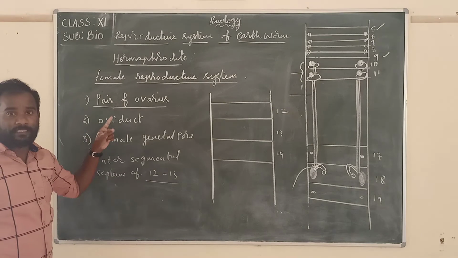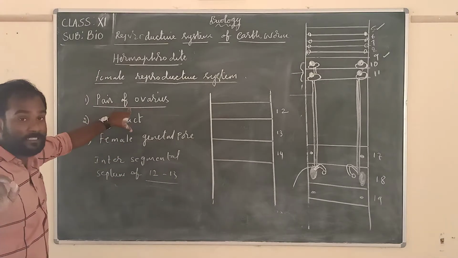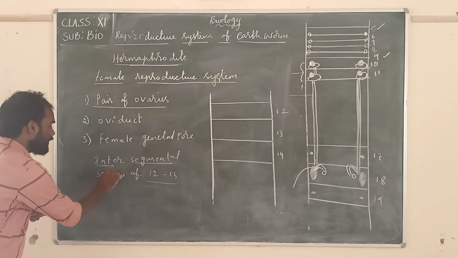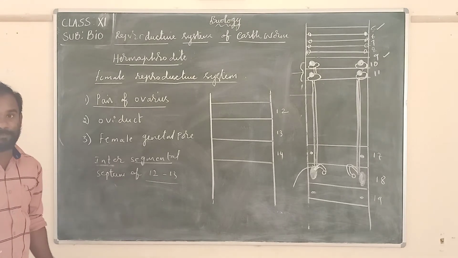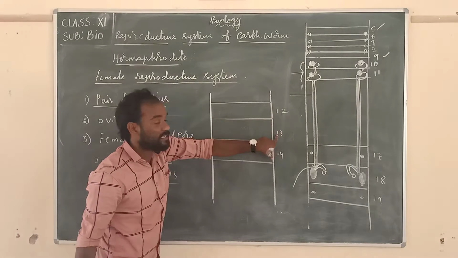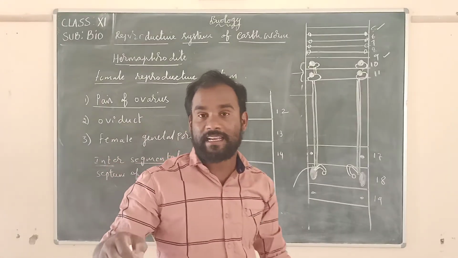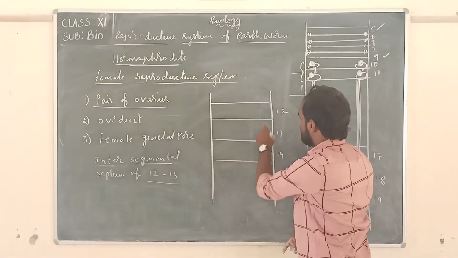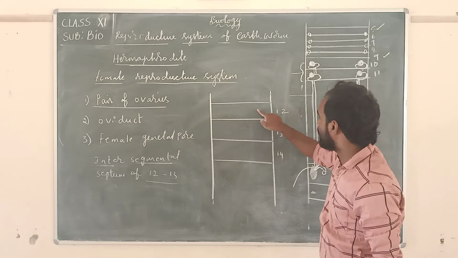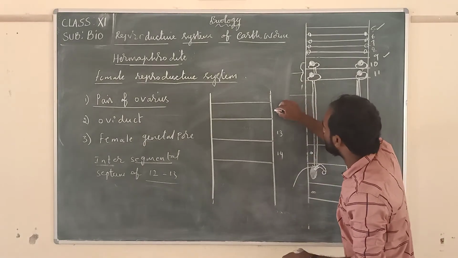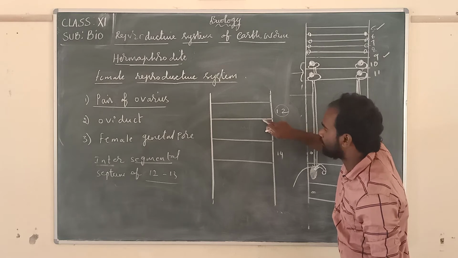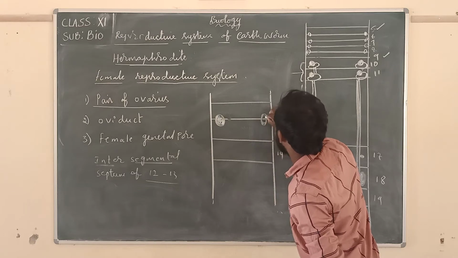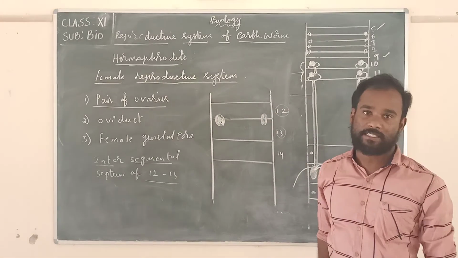A pair of ovaries are present at the intersegmental septum of the 12th and 13th segment. That is, this is the 12th segment, this is the 13th segment. Intersegmental septum means inter, between, segmental, segments, septum, wall. Between the two segments there is a wall. You see, this is the 12th segment, this is the 13th segment, this is the septum. Now here a pair of ovaries are present.